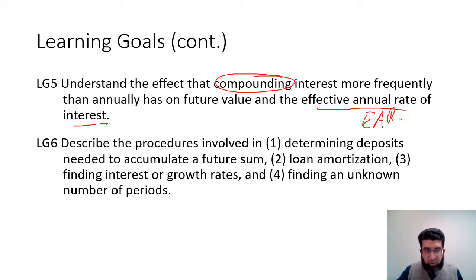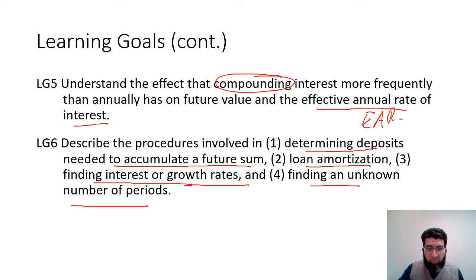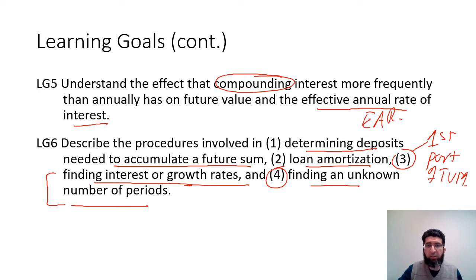Then we'll look at the second learning goal, which is to describe the procedures involved in determining deposits needed to accumulate a future sum, loan amortization, finding interest or growth rates, and finding an unknown number of periods. The last two, numbers 3 and 4, were already discussed at the end of the first part of the TVM. However, we'll look into this again as a refresher.